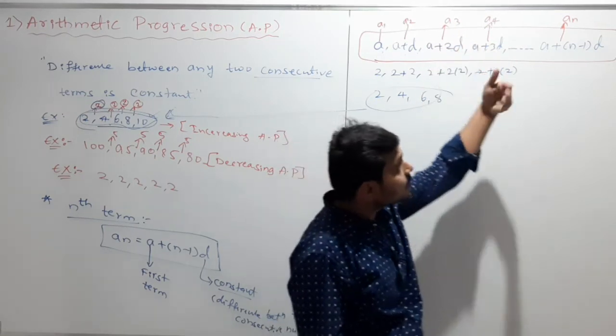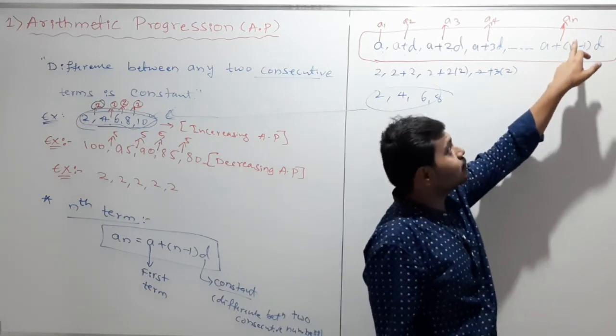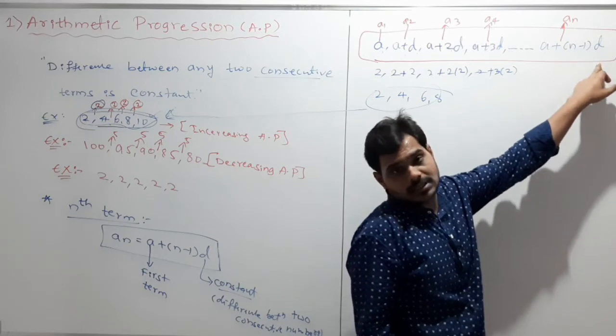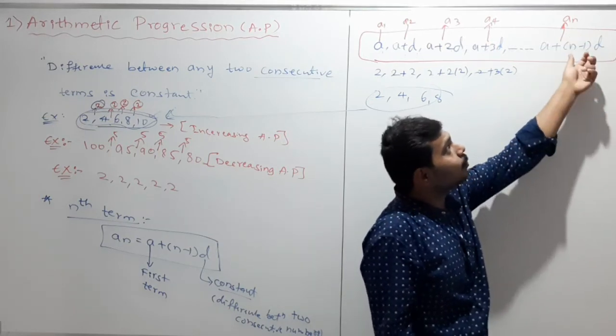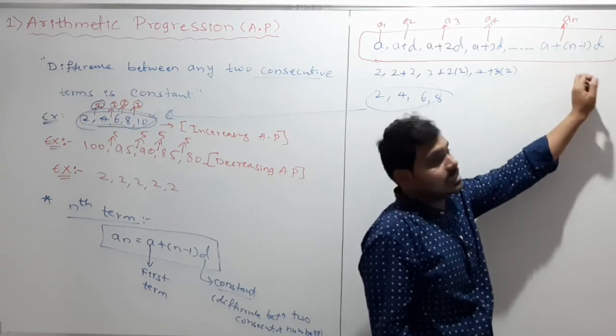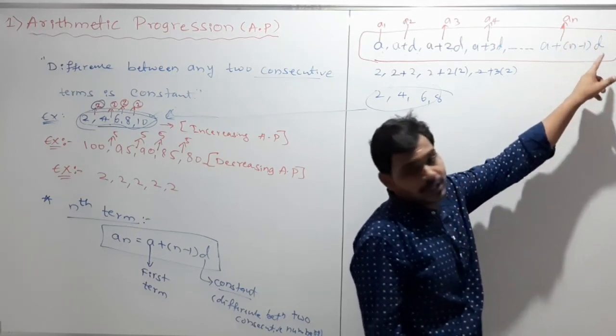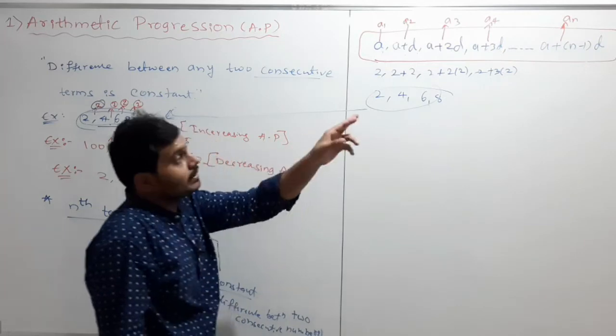So therefore, if you want the nth term, you should write it as a plus n minus 1 into d. If you want the nth term, one value we should decrease. So the nth term is a plus n minus 1 into d. So the nth term will be like that.